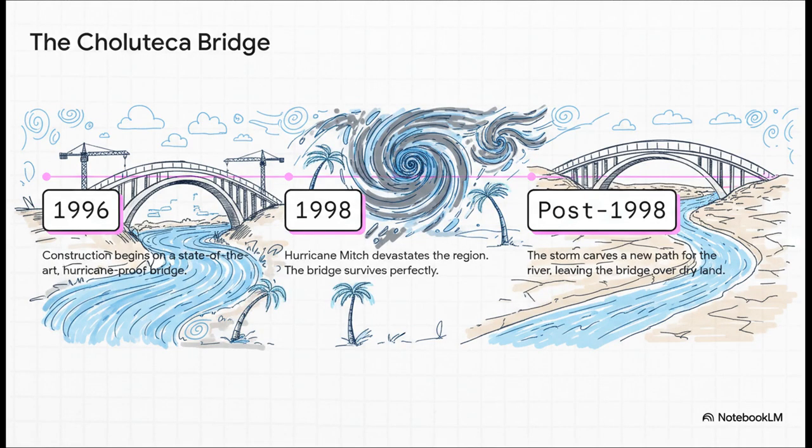So, in 1996, Honduras builds this masterpiece of a bridge designed to withstand any hurricane you could throw at it. 2 years later, Hurricane Mitch, one of the deadliest storms ever, just devastates the region. And the bridge, it stands perfectly. Not a scratch. A total engineering success. But there was one tiny problem they didn't anticipate. The hurricane was so powerful, it didn't destroy the bridge, it moved the entire river, leaving this perfect bridge just standing over dry land.